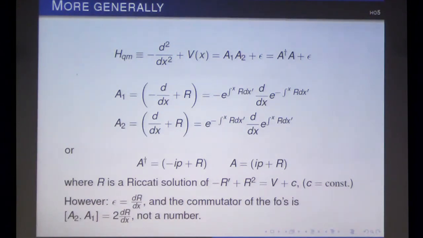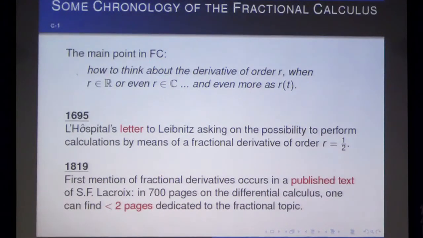And this is why Infeld and Hull developed related methods connected to the factorization. The paper of Infeld and Hull is from 1950. Already in 1950, the factorization method had been shown to be completely implemented in quantum mechanics.